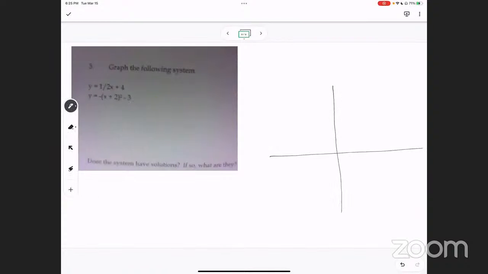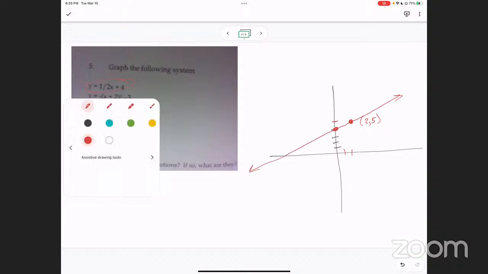So the first equation is linear, and you would plot +4 on the y-axis. Okay. And then you'd go up 1 over 2 to the right. Up 1 over 2. Good. So that point's going to be 2, 5, right? Yeah. Okay. And then draw my line. Okay. Hopefully that's decent enough. Now, what do I do for the other one?